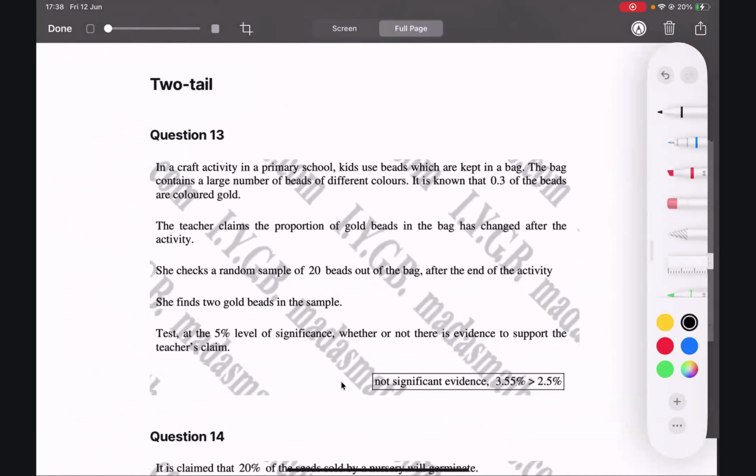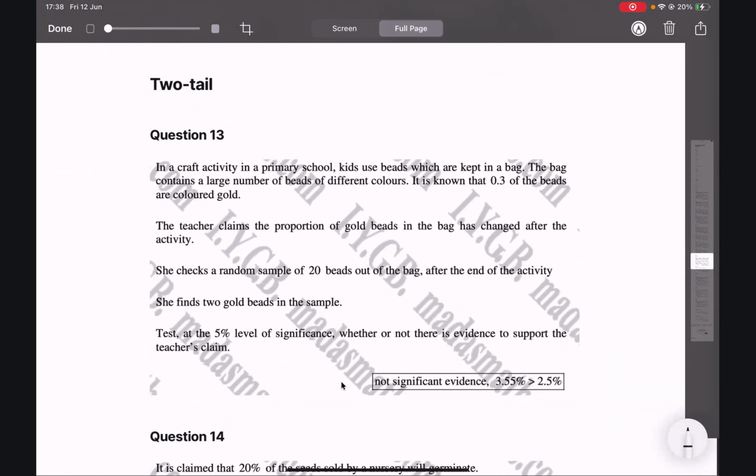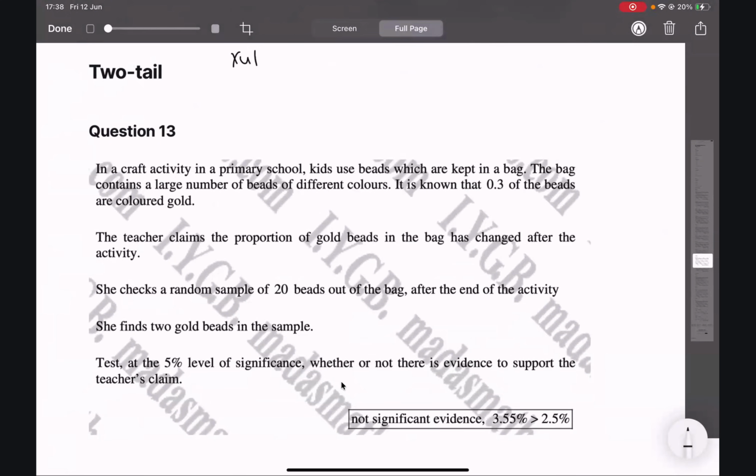So here's another one. The first steps are the same. We're just going to say X ~ B, n in this case is 20 and p is 0.3. I think it's the same as one of the other questions we did, the gold beads. Let p be the probability you get a gold bead. The mean is 20 times 0.3, which is 6. And she found 2 gold beads.